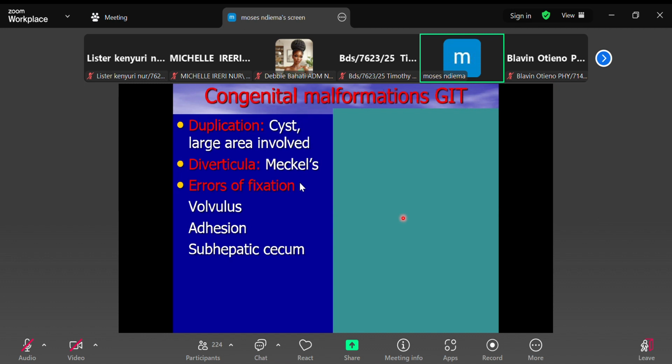Subhepatic cecum: the cecum is supposed to be usually in the lower part of the right side, but if during the return the cecum ends up very close to the liver, then it is not in the right iliac region.